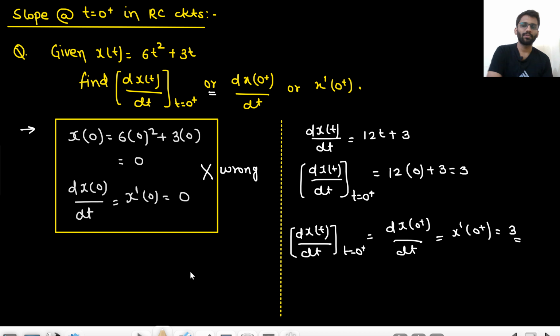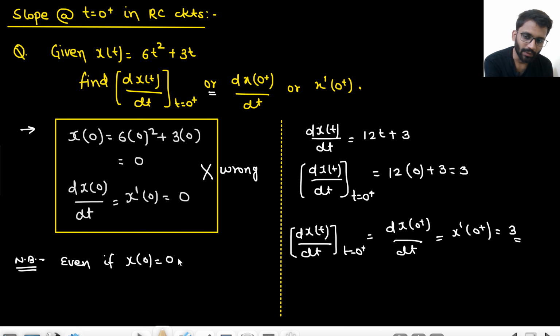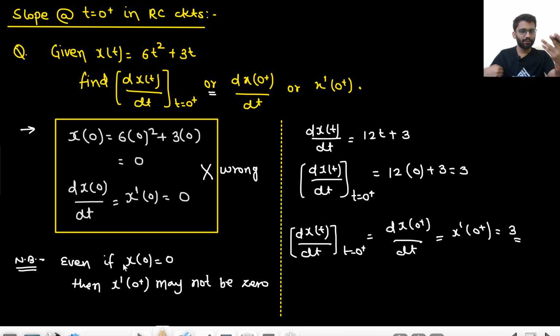Okay. And one more thing you saw here is that note. Even if x(0) is 0, then x'(0+) may not be 0, right? In the function, if you put t equals 0, you may get 0 there. But it's not necessary that after differentiating and putting 0 you will also get the same value. Okay, it can be different.